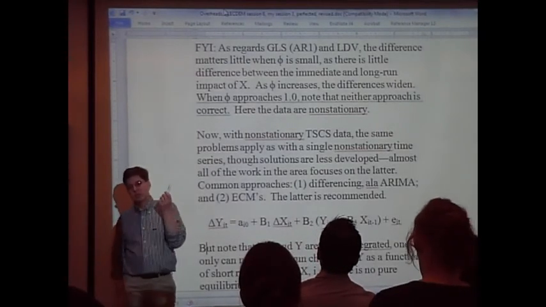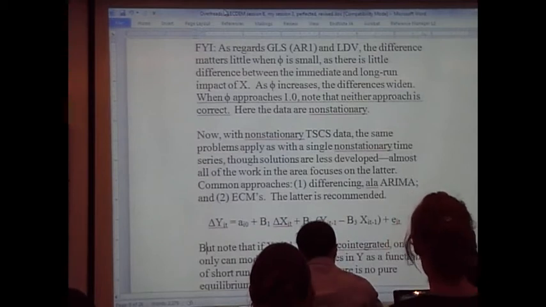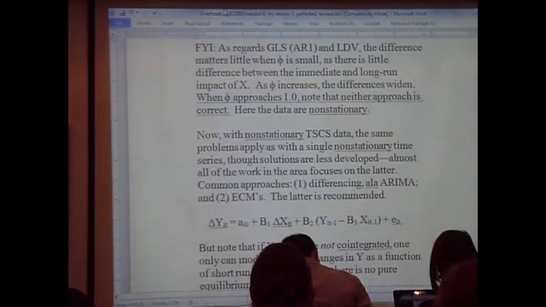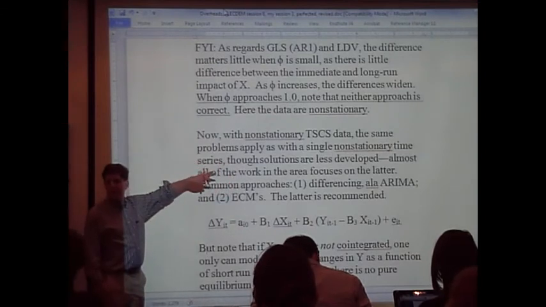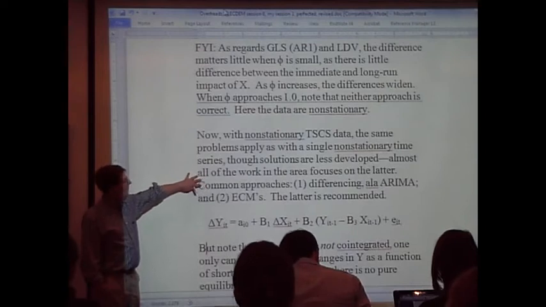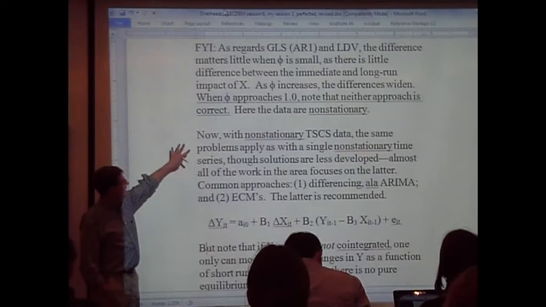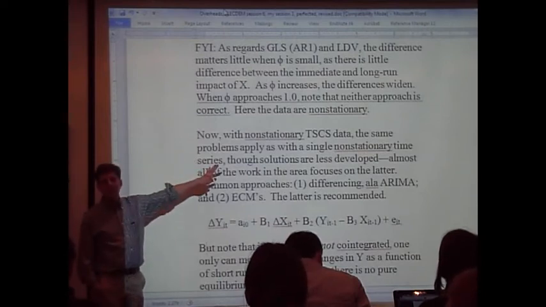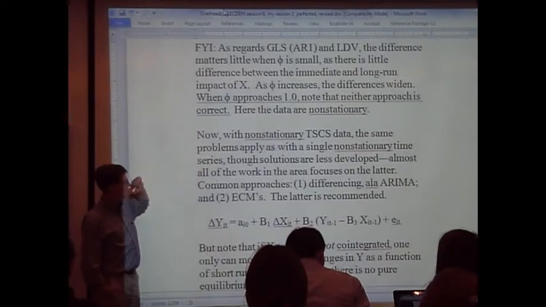Okay, so what do you do with non-stationary data? This is difficult. The same problems apply when you're dealing with non-stationary time series cross-sectional data as when you have a single time series, exactly the same, though the solutions are less developed. Mark tends to be a step ahead of me on these kinds of things. Almost all of the work in the area focuses on single time series. Almost nothing has been done looking at time series cross-sections.